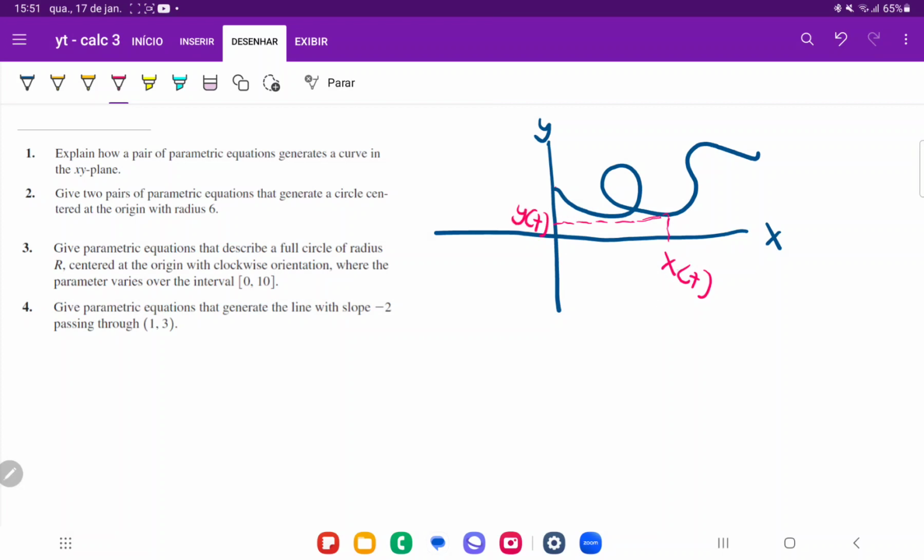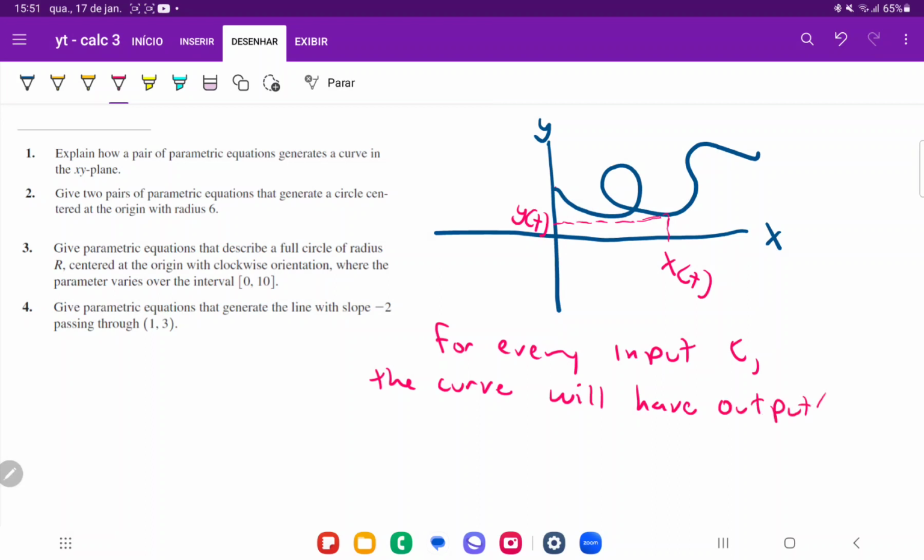And what this means here is that both x and y are outputs of a particular input of t, right? So the way that we could explain it is just to say, okay, parametric equations generate a curve where for every input t, the curve will have an output, the output that has the point x of t, comma, y of t. So you're going to have two outputs, one in the x direction and another in the y direction. And so that's it. That's the main difference between the parametric curve, where t is your input, and you have two different outputs, and your standard Cartesian curve, where x is your input and y is your output.